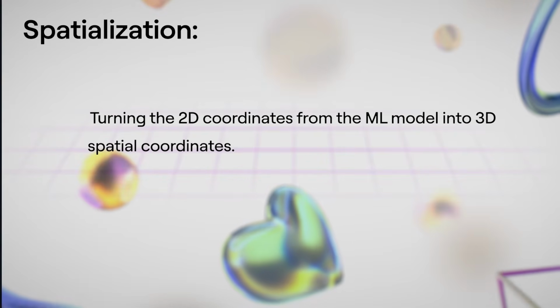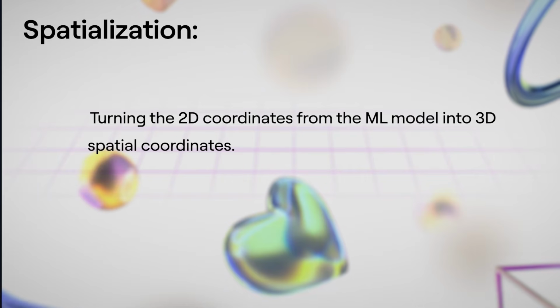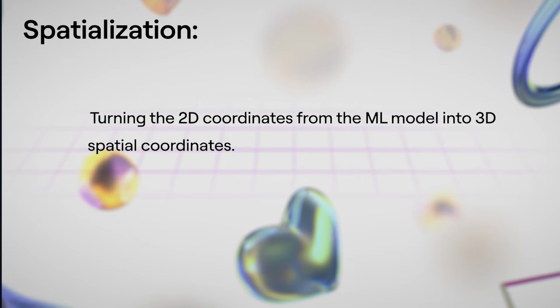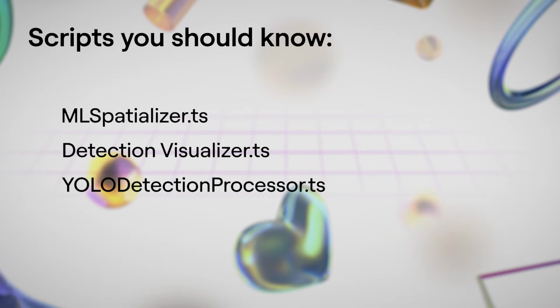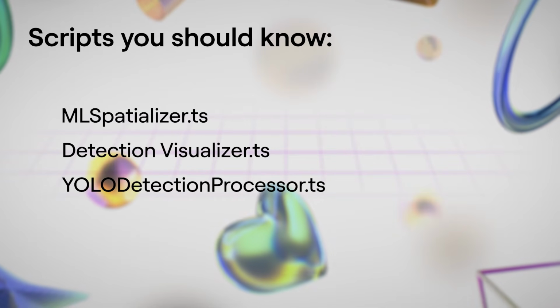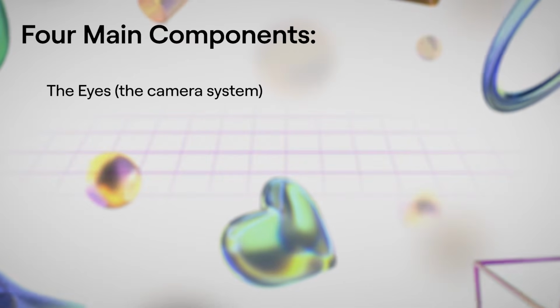The second section of this process, spatialization, is a process that you need to go through for turning the 2D coordinates that you get from the ML model into 3D spatial coordinates. The scripts you should know in this case are the ML spatializer, detection visualizer, and YOLO detection processor. If this sounds a little bit weird at first, let me give you a different comparison to simplify things and get started. Just imagine that we have 4 main components in this project. The first one is the eyes, so it's the camera system. It's the system that takes the frames and sends them to the model.